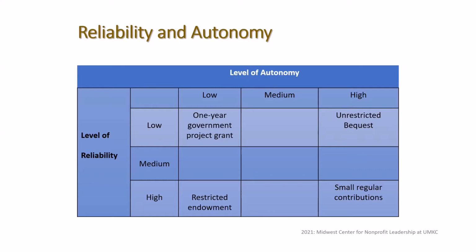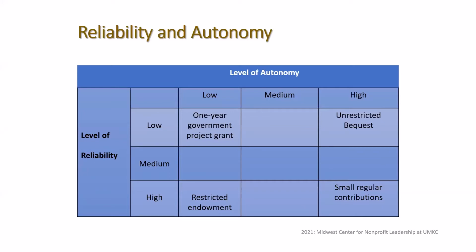Now I told you we'd fill it out. Here we are. Here are some examples of what might fit into some of these areas. Level of reliability: look at a one-year government project grant, right? Low reliability, low autonomy. It's going to be restricted to whatever that project is, and you know it's a one-year thing. You're not going to get it year after year.